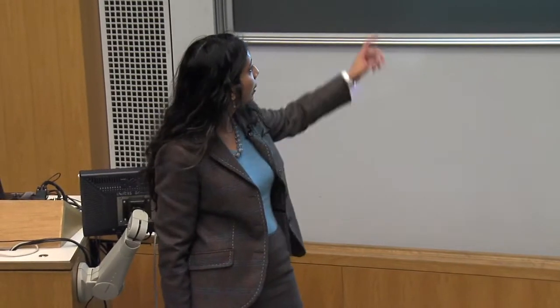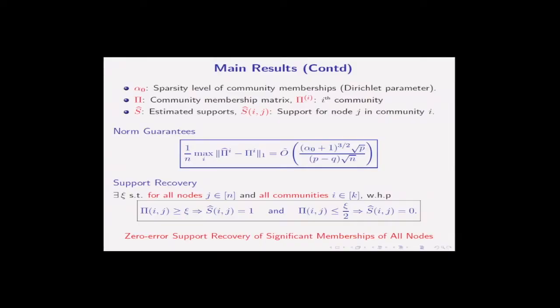Yeah, and these are in fact zero-error recovery results for supports. Meaning for every node in the network, with high probability, we can recover this; we have this guarantee. These achieve the best results for the stochastic block model, but now we are able to extend it to this whole new wide class of models with overlapping communities. Okay?